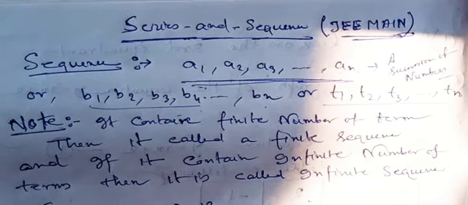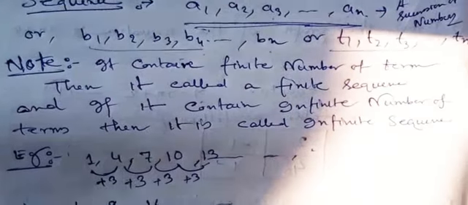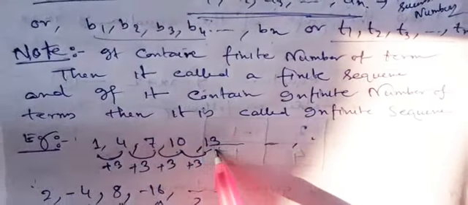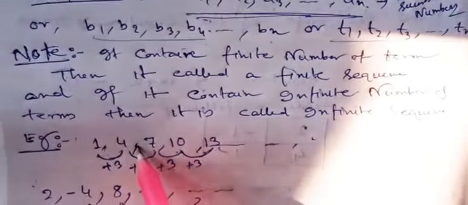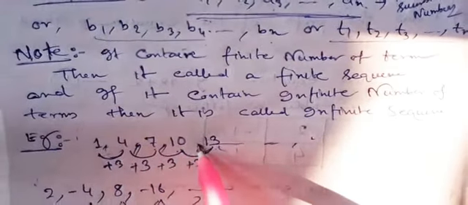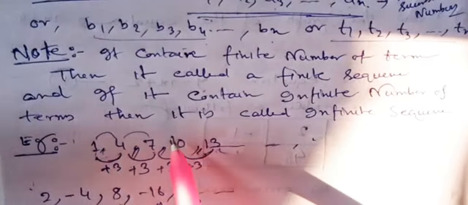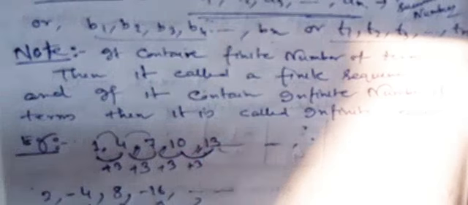Suppose we take one example here: 1, 4, 7, 10, 13, and so on. So this is a sequence. Now, what is the relation between the terms? There should be a relation between the terms. The relation is, if we add 3, we get the next term.